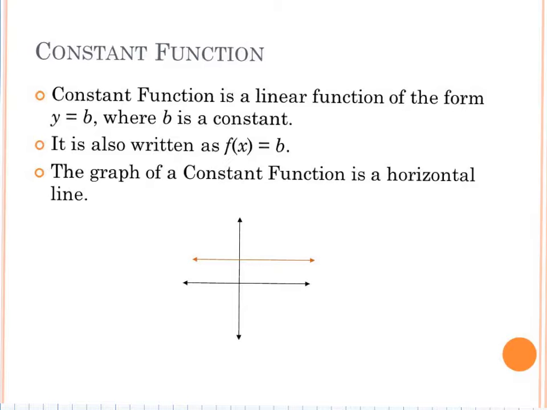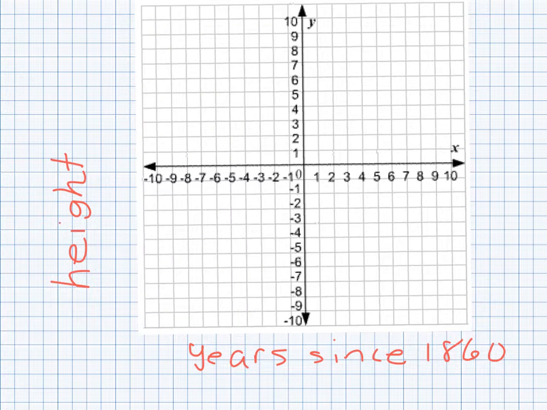A constant function is a linear function of the form y equals b, where b is a constant, also written as f(x) equals b, and the graph of a constant function is a horizontal line. The other thing about a constant function is the range is a single number b, which I'll explain in a minute. So this is a graph of the height of Mount St. Helens from 1860 to May 1980.